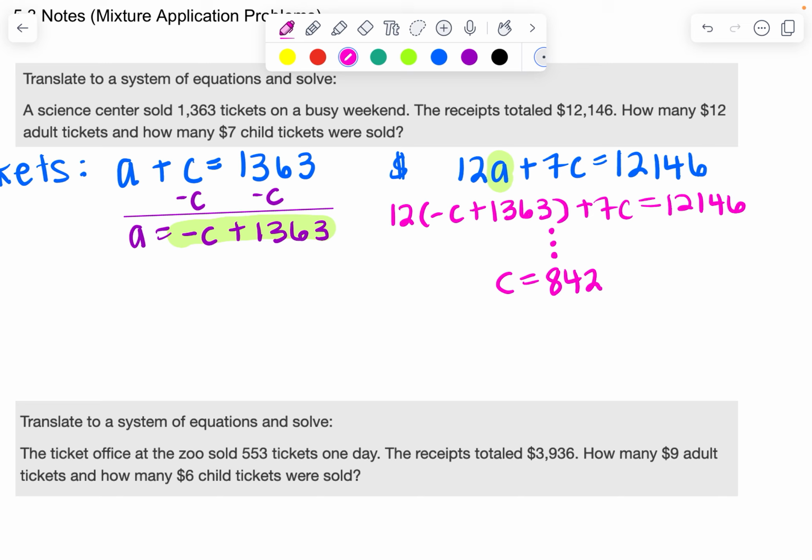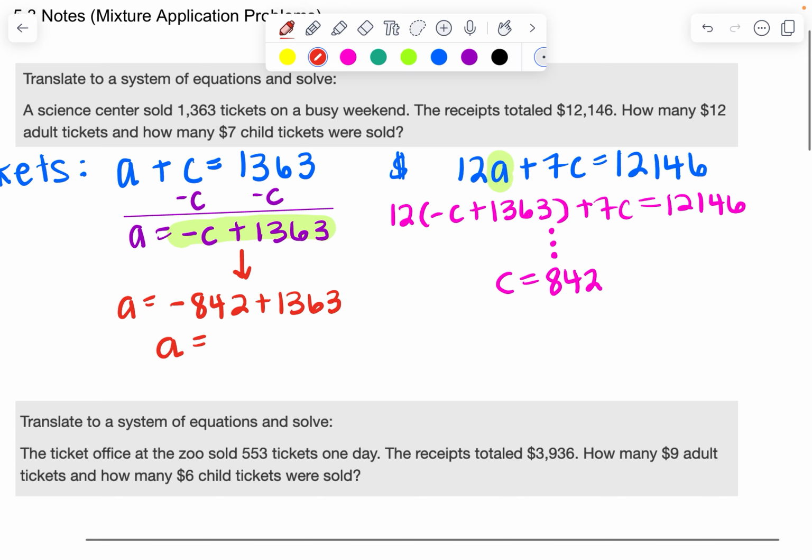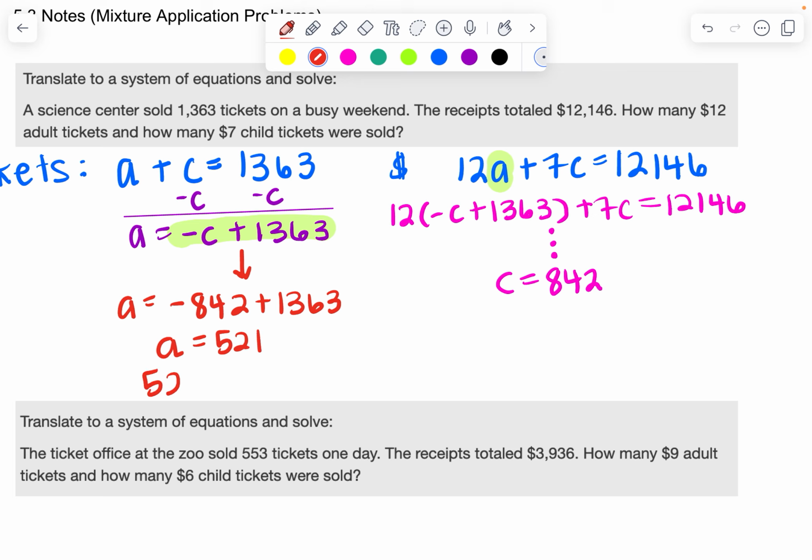Now I'm going to go back to this equation to find A. So A then equals negative 842 plus 1,363. And that would mean the number of adult tickets sold is 521. So 521 adults and 842 children.